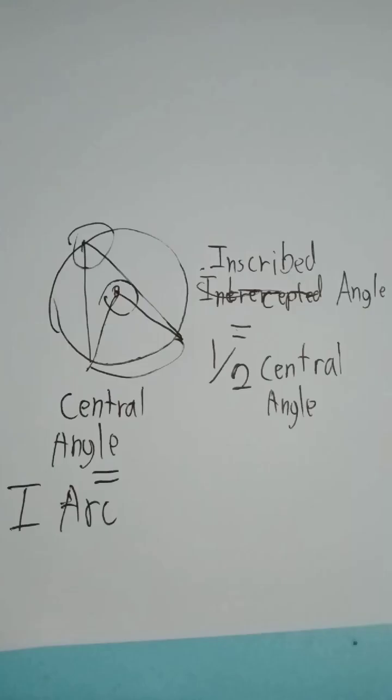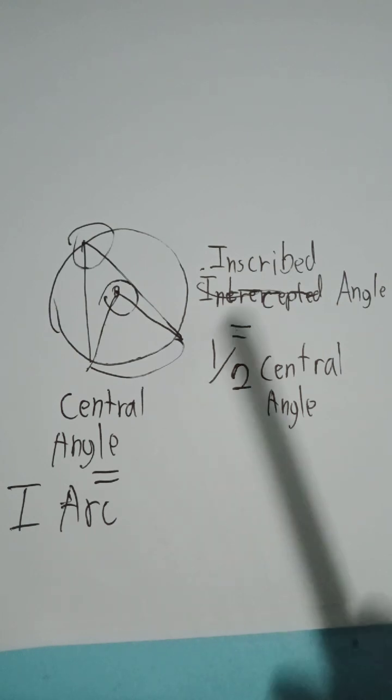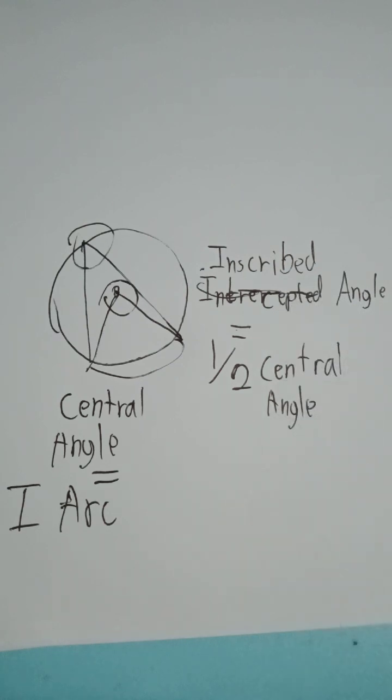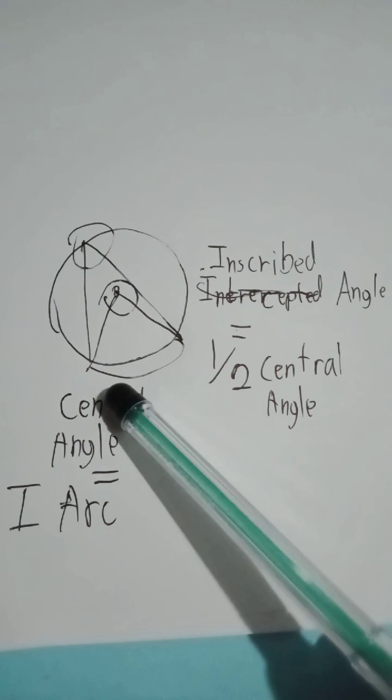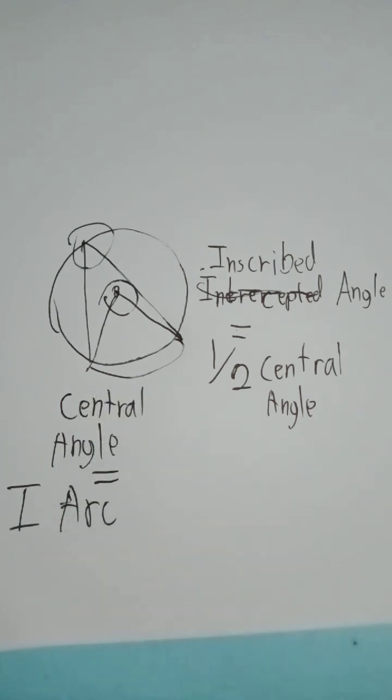Now, here are some theorems that will help us understand the angles inside or outside the circle. First is the inscribed angle theorem. The inscribed angle is half the central angle that intercepts the same arc. The measure of the inscribed angle is half the measure of the intercepted arc. For example, the inscribed angle is equal to half of the central angle, while the central angle is equal to the intercepted arc.